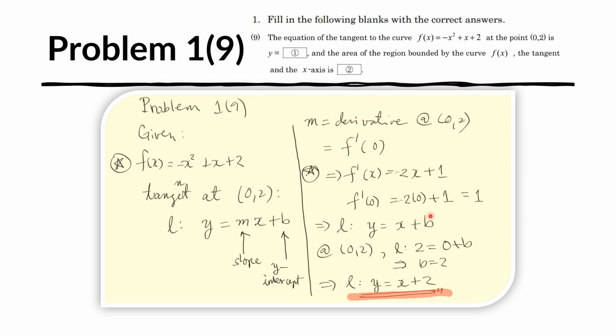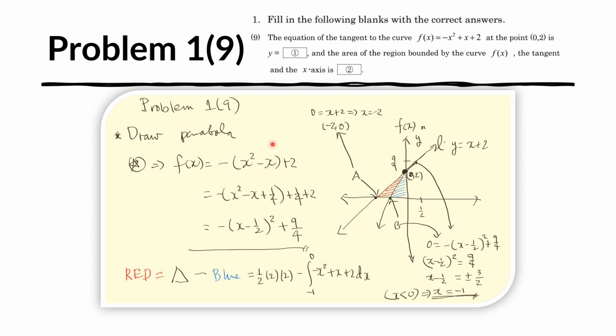Now we need to look for the y-intercept b. At 0, 2, we know that this line is satisfied, this equation. So we replace y with 2, x with 0, and b with b. Now we can find b. Therefore, the equation of our line that is tangent at 0, 2 to the curve f of x is given by this. Here we replaced m with 1 and b with 2.